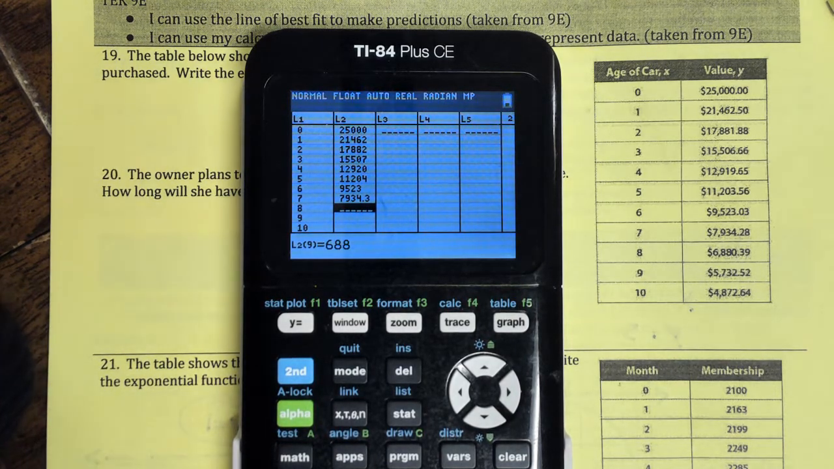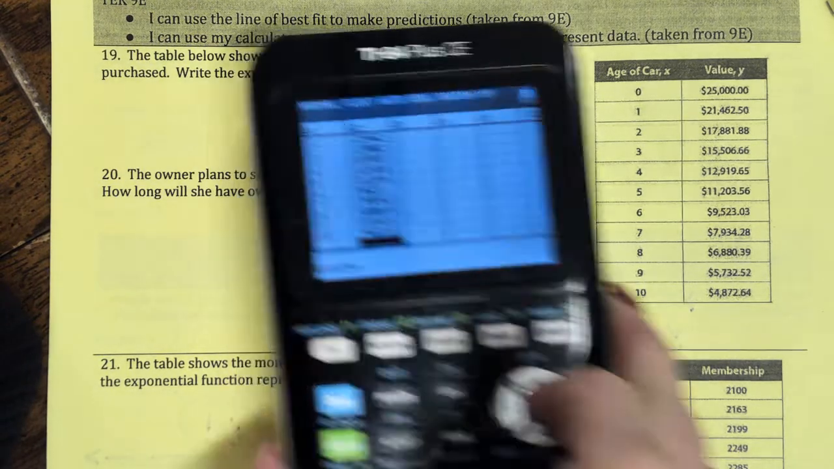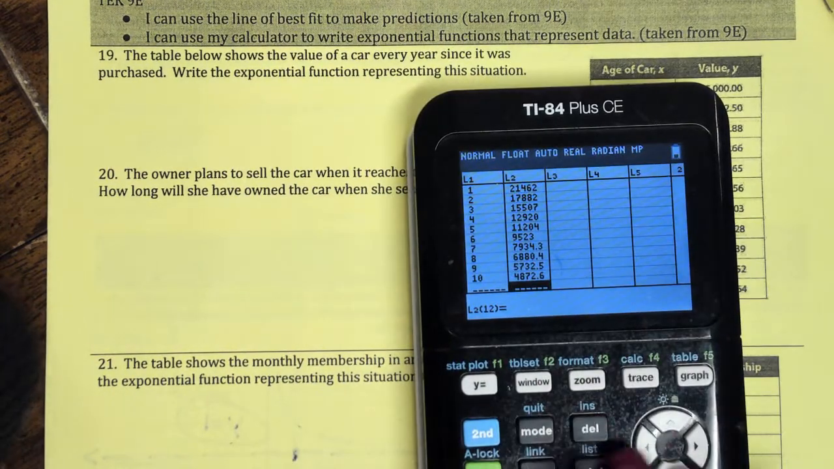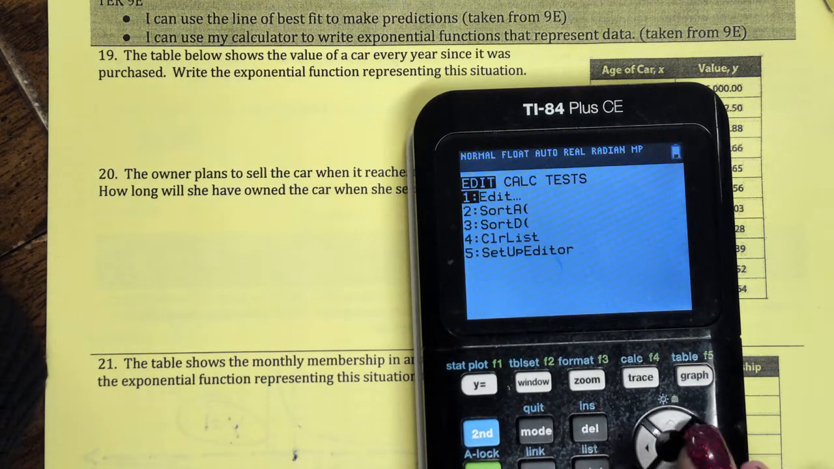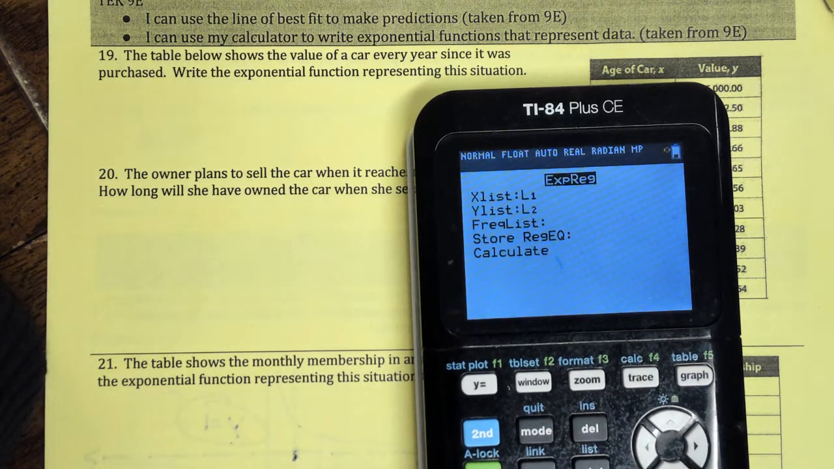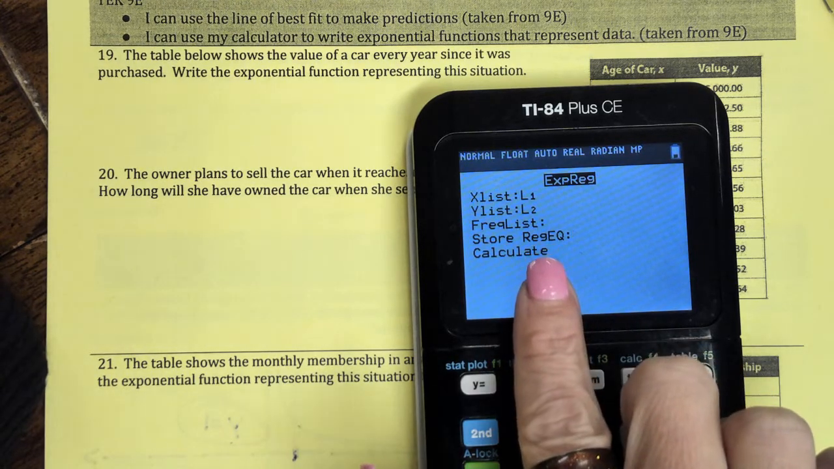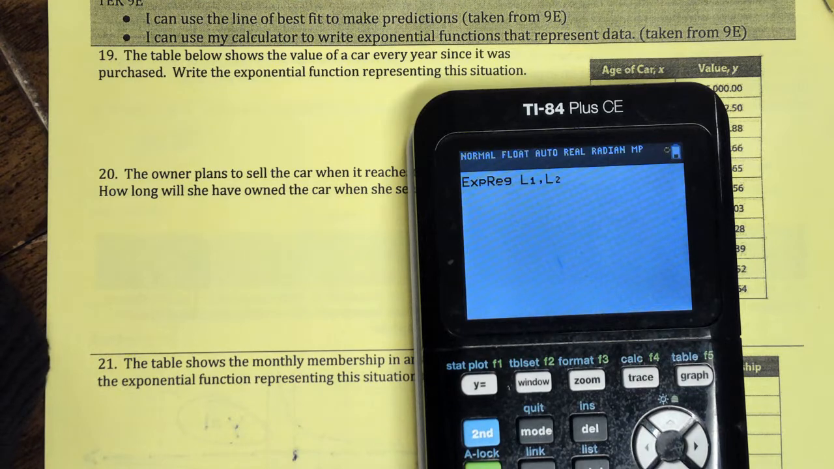6. Oh my gosh, all these numbers, y'all. This is the only bad part about regressions, all the numbers. One more: 4,872.64. Okay, hopefully I got all those in there. All right, write an exponential function. Stat, edit, stat calculate. Enter, enter, enter. When I get to store, well, let's just see what it comes out to be.